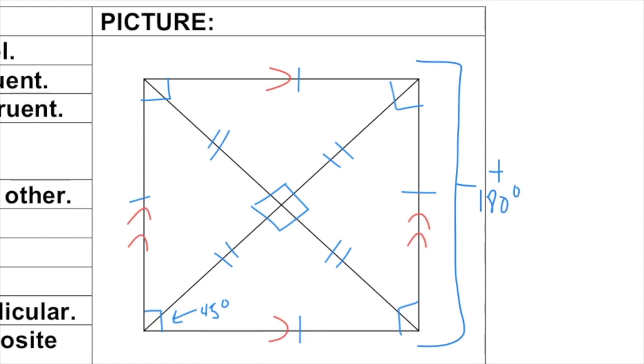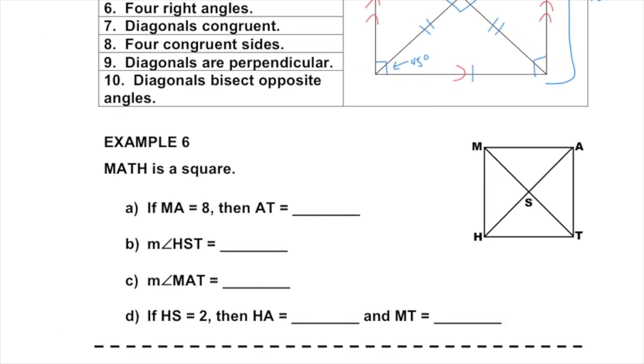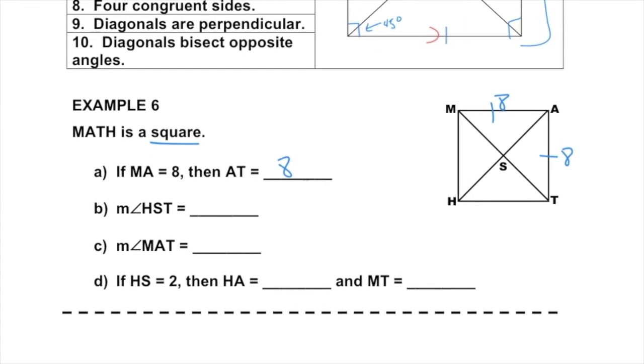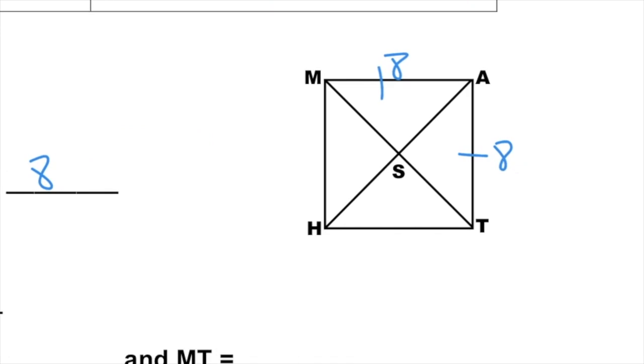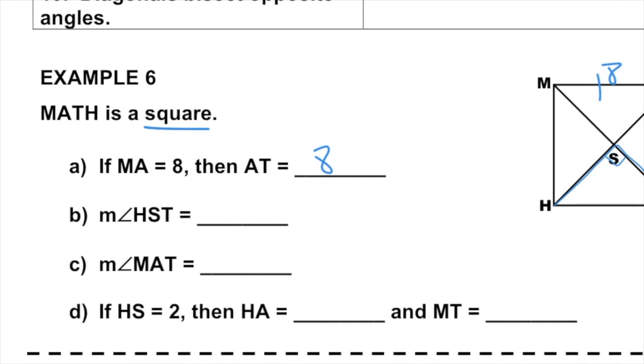So squares are by far the easiest shape because a lot of stuff is the same. It says MATH is a square, very important. It says from M to A, it's 8 units. Therefore, A to T, since they are congruent, would also be 8 units. It says find the measure of HST. So HST is this angle right here. Well, the diagonals are perpendicular, so it's 90 degrees.